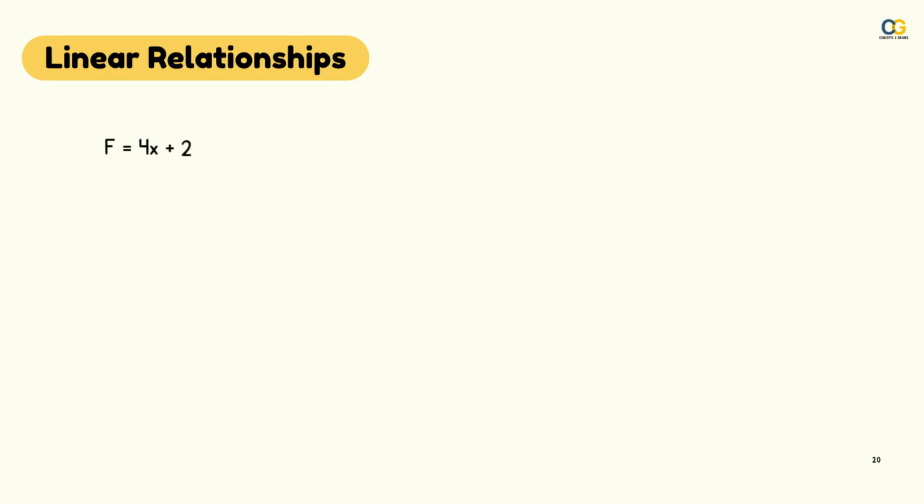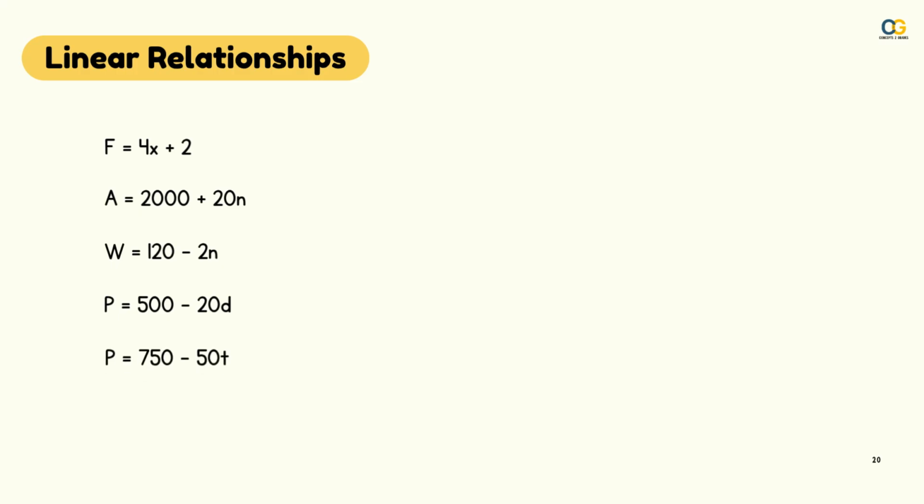We first started with fruits. Number of fruits were 4x plus 2. Then we looked at the amount deposited, which was 2000 plus 20n. Then we did the weight loss program, which was 120 minus 2n. Then we did the number of pages left, which is 500 minus 20 times days. And the population, which is 750 minus 50 times t.